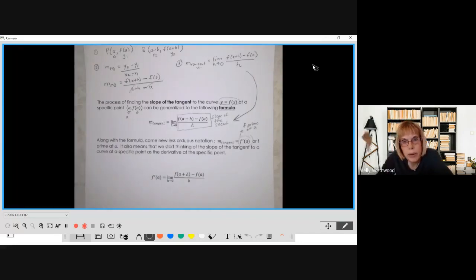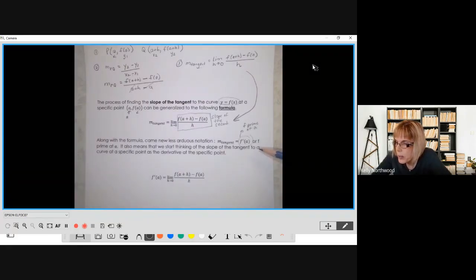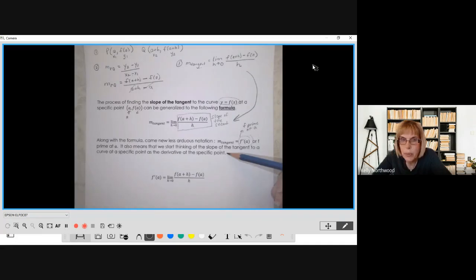But that's how you say it in your mind, f prime at a, but you're thinking, okay, that also means the slope of the tangent. It also means that we could start thinking of the slope of the tangent to a curve at a specific point as the derivative at the specific point. So derivative is another word for that idea of the slope of the tangent, which is, again, a shorter way of saying it.